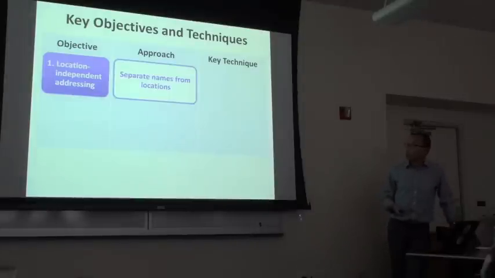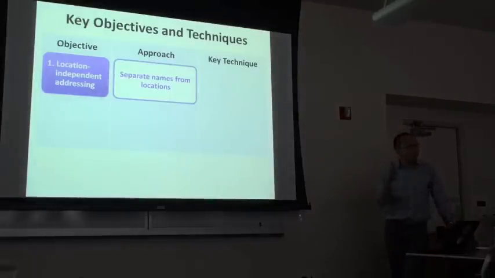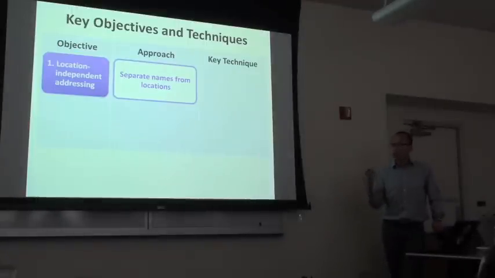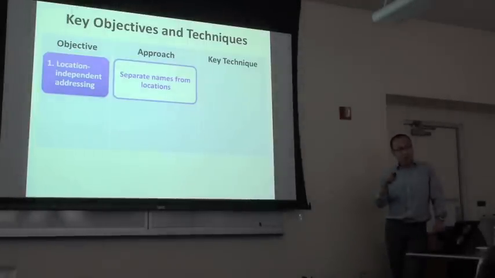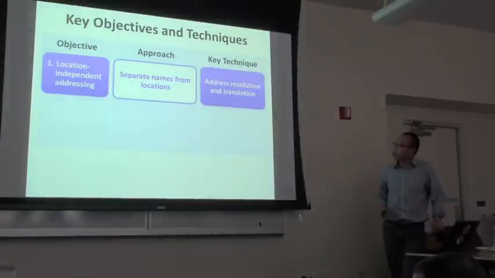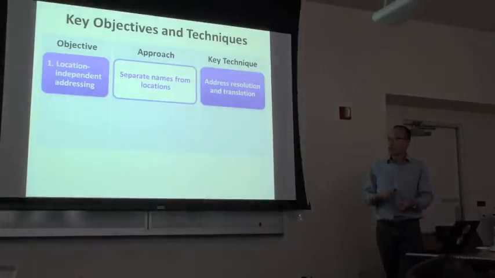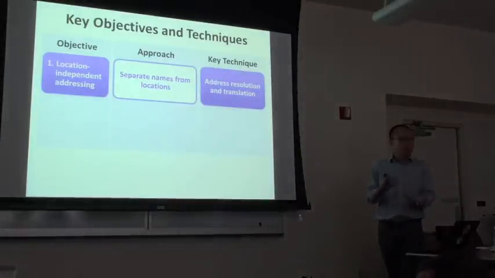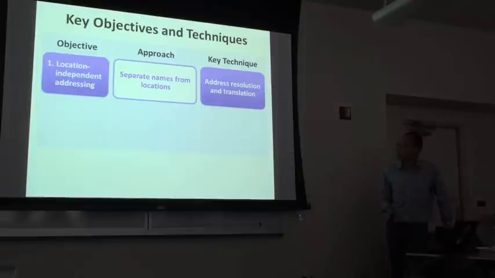I solved this problem simply by assigning two addresses, or two identifiers, to each server, one working as an invariant name, and the other working as a variable location identifier. And I introduce a simple address translation and resolution mechanism working between these two types of identifiers.